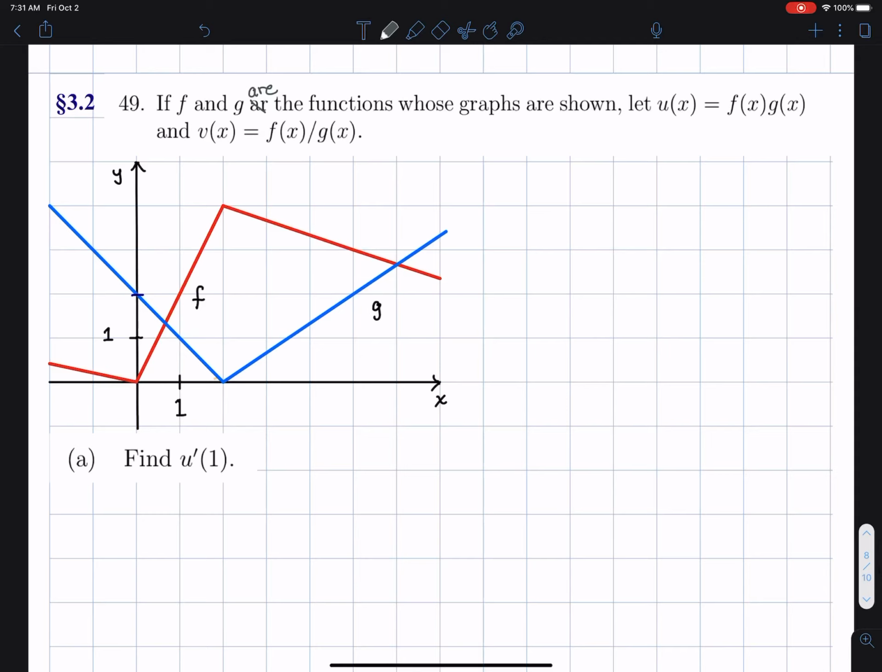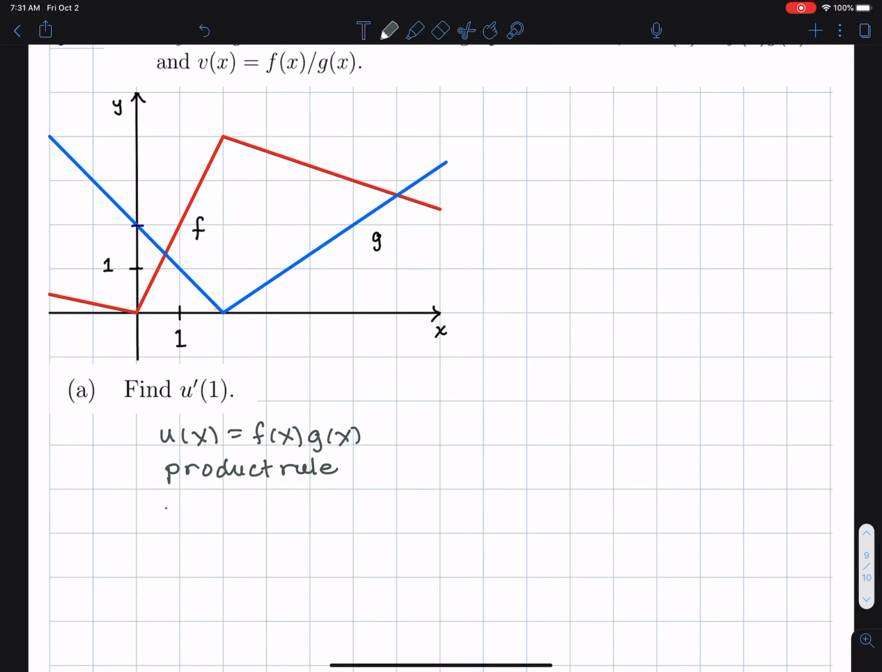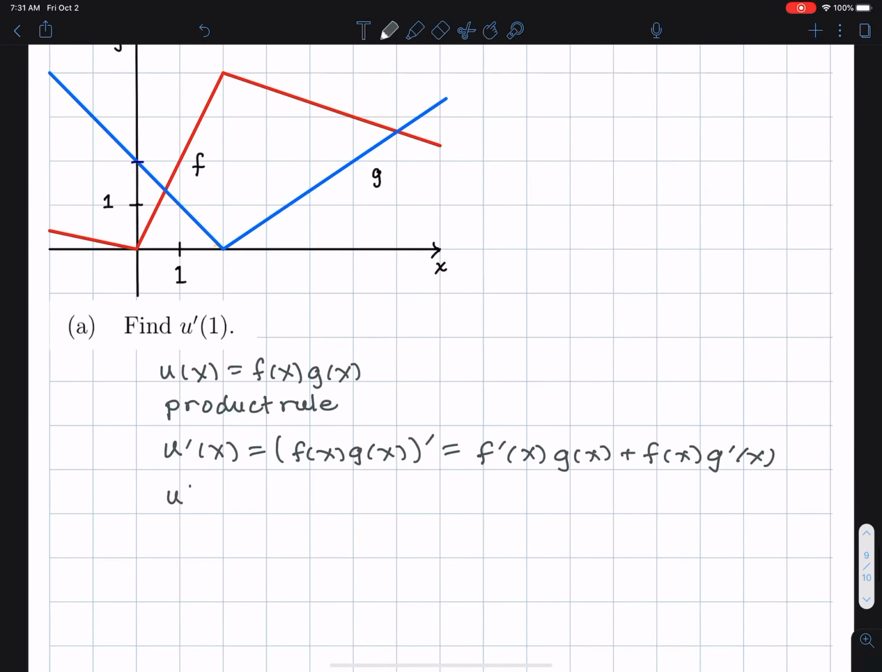But what is u? U is given as being the function f times g. So u of x is equal to f of x times g of x. And what we're going to do is find the derivative by using the product rule. The product rule says that if I have f of x times g of x, and I take the derivative, I have the derivative of f times g plus f of x times the derivative of g. Just as I'm showing here, f prime g plus f g prime. That's the product rule. Now, if I put in 1, I get f prime of 1, g of 1, plus f of 1, g prime of 1.